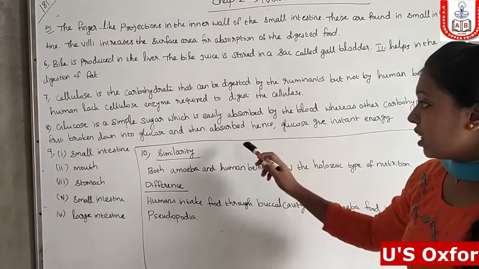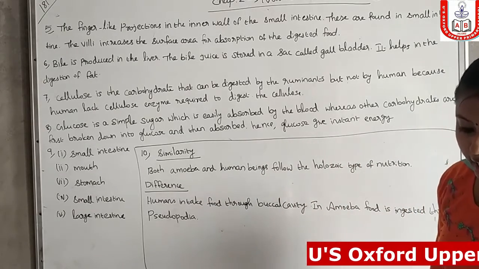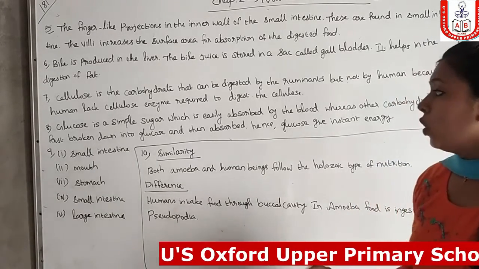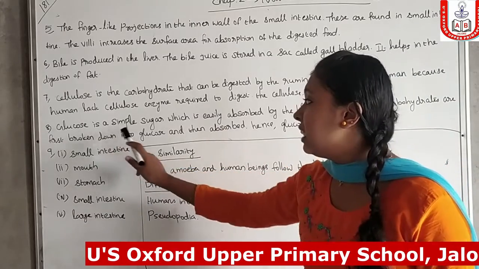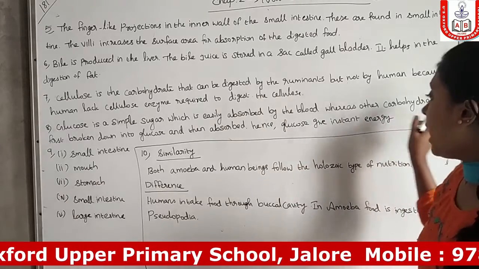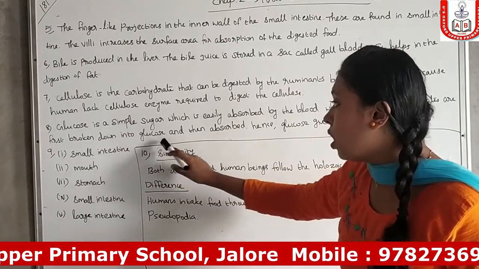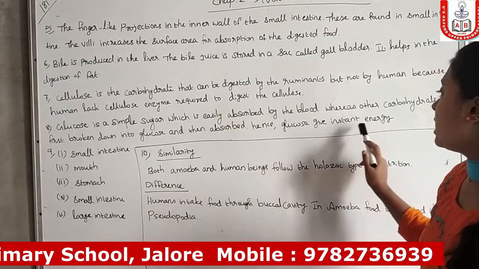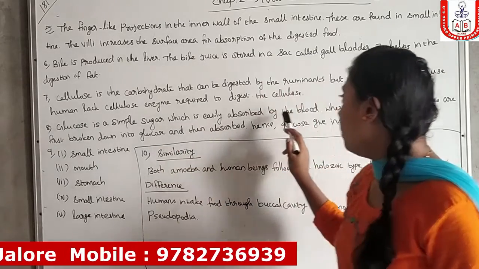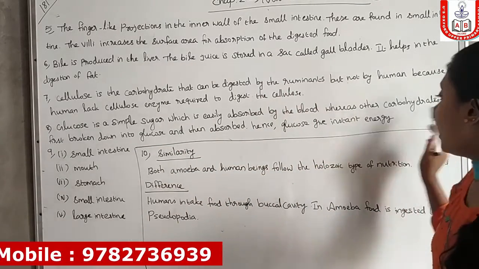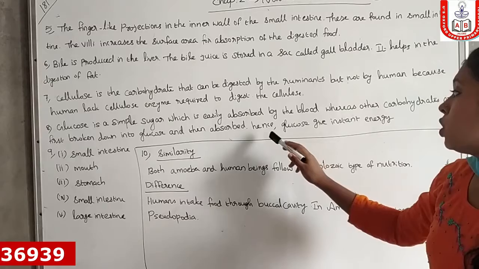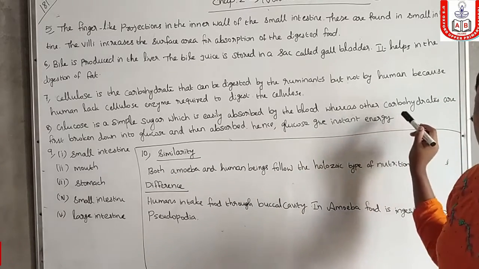Next one, 8th question answer. Why do we get instant energy from glucose? This one is the answer. Glucose is a simple sugar which is easily absorbed by the blood, whereas other carbohydrates are first broken down into glucose and then absorbed. Hence, glucose gives instant energy.